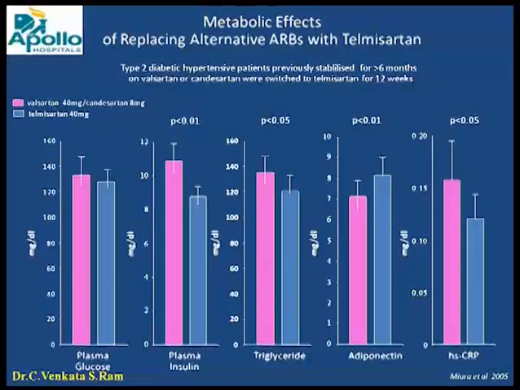This is a study comparing two angiotensin receptor blockers, valsartan, which is not widely used in our country, and telmisartan. You will notice the parameters of glucose metabolism improved with telmisartan, parameters of lipid metabolism improved with telmisartan, and vascular inflammation went down with telmisartan, whereas valsartan had no such effect.